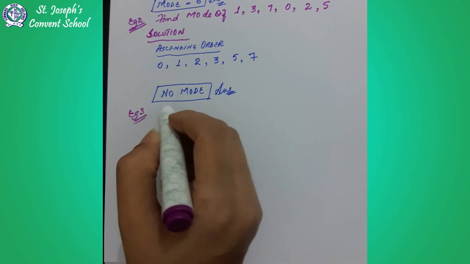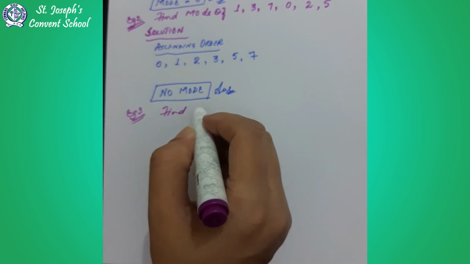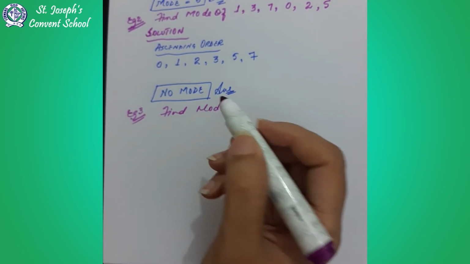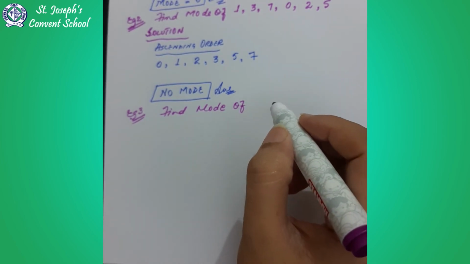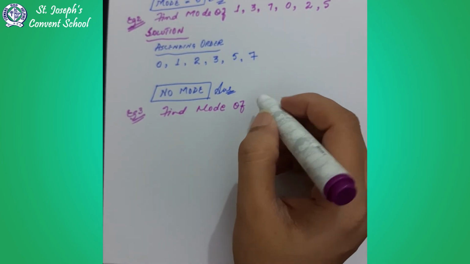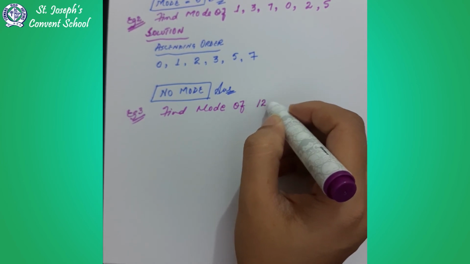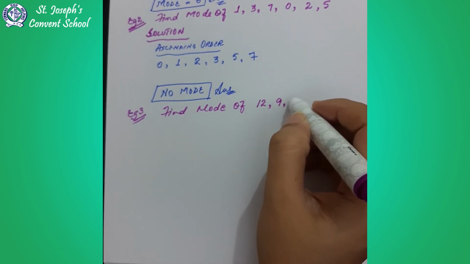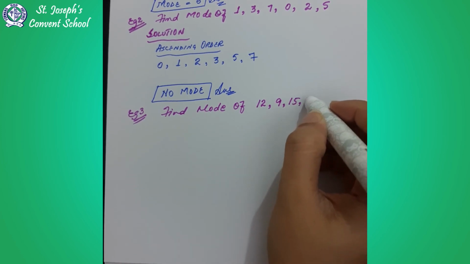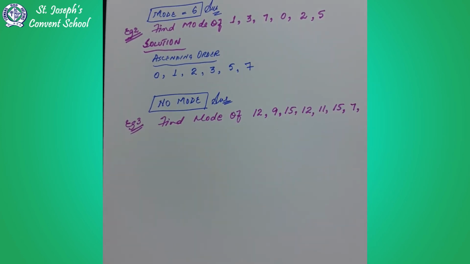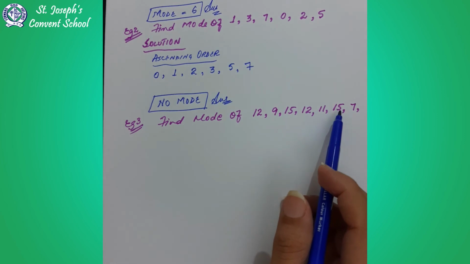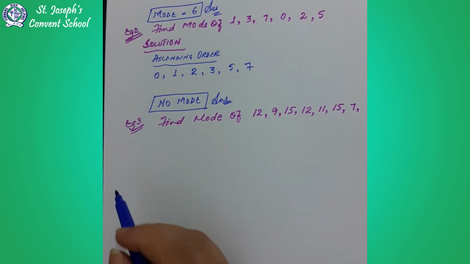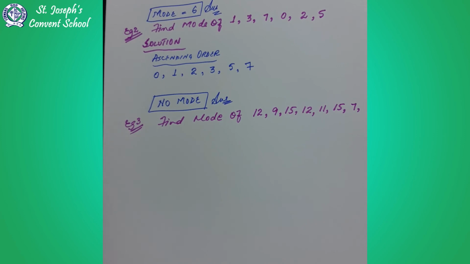Now find the mode of this. This is not in your book but it comes in the MCQs. Suppose the numbers are 12, 9, 15, 15, 12, 11, 15 and 7. So these are the numbers and you have to find the mode. Let's find the mode of these numbers.